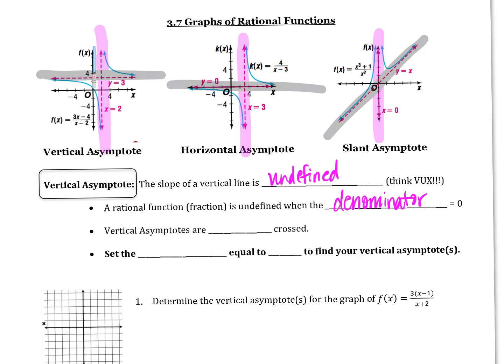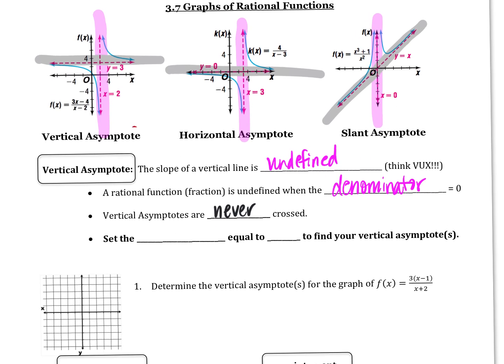If my function is undefined on a vertical asymptote, do you think I can ever cross it and have a point there? You can't. You can never cross a vertical asymptote, never, ever, ever. So I'm going to say vertical asymptotes are never crossed. And in order to find that vertical asymptote, just like you guys said, the bottom. You always set the bottom, or the denominator, equal to 0.